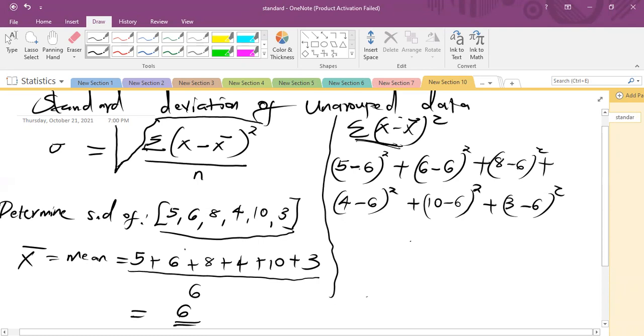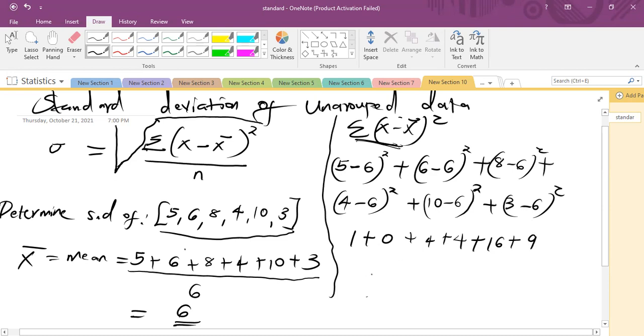So this gives me 5 minus 6 is minus 1. Minus 1 squared is 1. Plus this gives me 0. Plus this gives me 2 squared, which is 4. Plus this gives me 4 minus 6, gives me minus 2. Minus 2 squared will give me positive 4. Plus 10 minus 6 will give me 4. 4 squared will give me 16. Plus 3 minus 6 gives me minus 3. Minus 3 squared will give me 9.